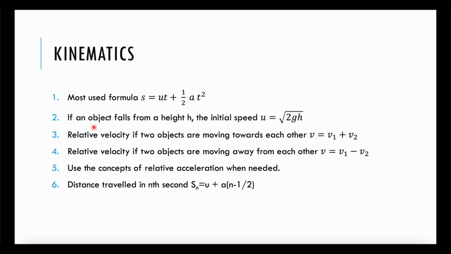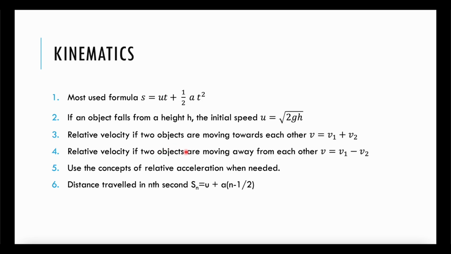The second point says if an object falls from a height h, then it has the velocity v equal to square root of 2 times g times h, and you need to know the value of g in both feet per second square and meter per second square, the common one. For feet per second square it is 32 feet per second square. There are some problems involving feet per second square units.